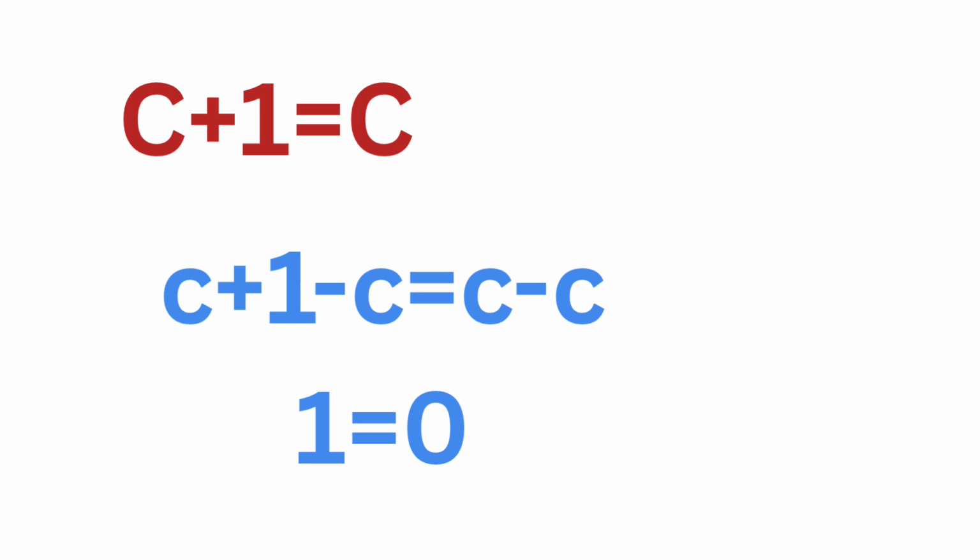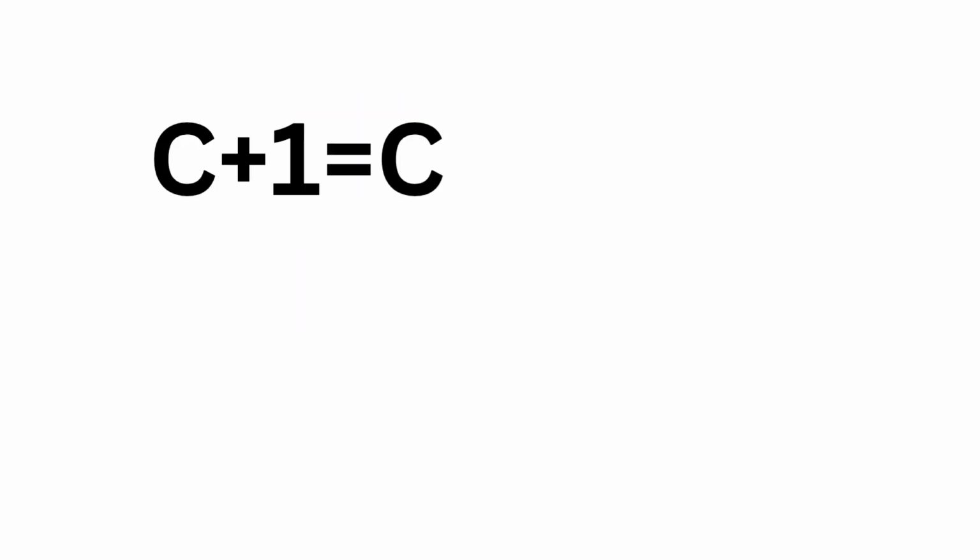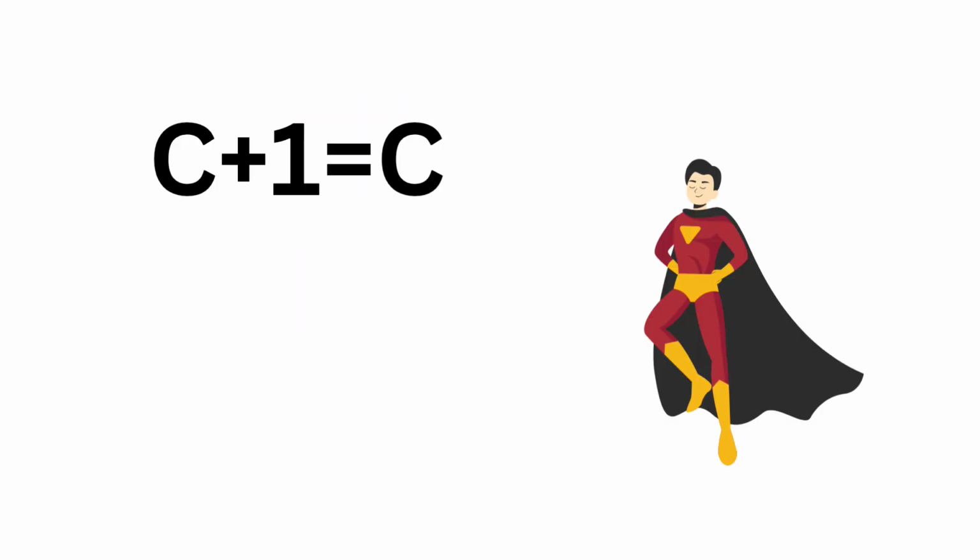Let's see what happens when we subtract c from both sides. Then we get 1 is equal to 0. Then we just say 1 is equal to 0. That's impossible. What does this mean? It suggests that the original assumption is wrong. To make things work, c must be a special number.